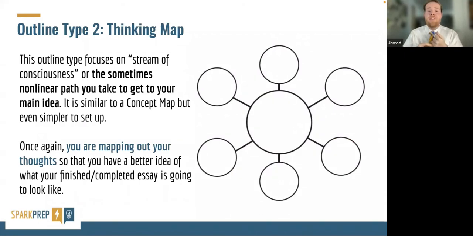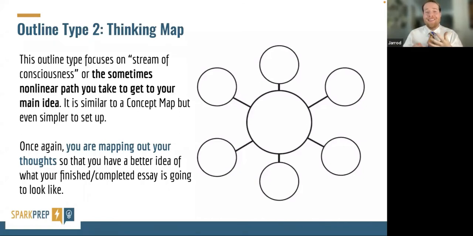Basically, this focuses on a stream of consciousness, or the sometimes non-linear path you take to get to your main idea. For me, sometimes when I'm approaching an essay with a student, they have so many ideas that they are sharing so wonderfully and passionately that we are trying to figure out and focus in on that central idea, that one sentence that will tie their entire essay together. So a thinking map works really well in that situation because it's similar to a concept map, but it's even simpler to set up. Again, you are mapping out your thoughts.